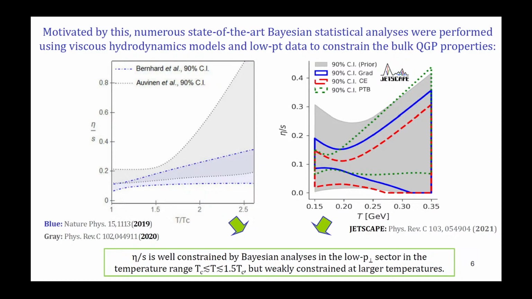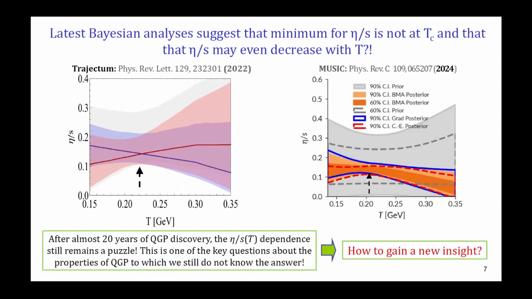And if you look at this, we see that eta over s is relatively well constrained by Bayesian statistics in the low pT sector, in the temperature range between 1 Tc and 1.5 Tc, but it is weakly constrained at larger temperatures. And then there are the latest Bayesian analyses that suggest that the minimum of eta over s is not at the phase transition temperature, but actually is moved to higher temperatures, and moreover that it may even decrease with temperature. So this leads to a conclusion that after almost 20 years of QGP discovery, the eta over s temperature dependence still remains a puzzle.